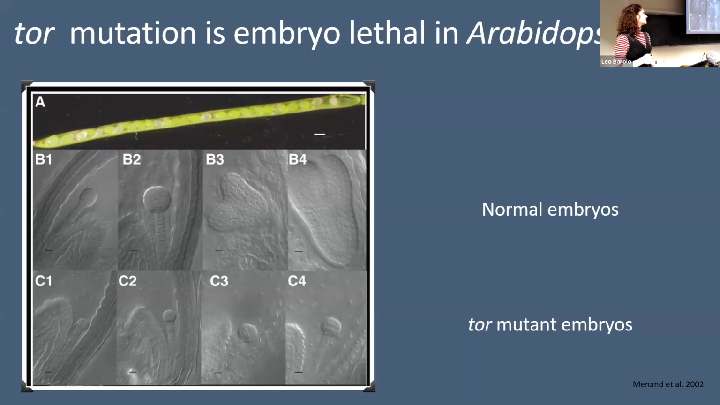These white seeds are the TOR mutant embryos. They're white. They are very sad. They do not look right. These are normal embryos going through the stages of development. And then on the bottom, we have TOR mutant embryos. So these are complete TOR knockouts. And as you can see, they don't get past what is called the preglobular stage of embryonic development. They are not going to grow past this point.